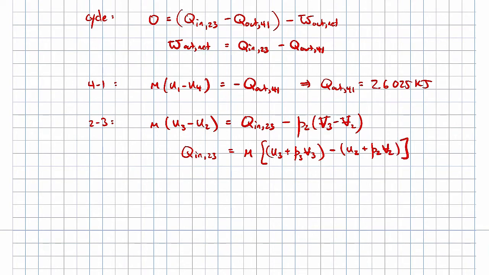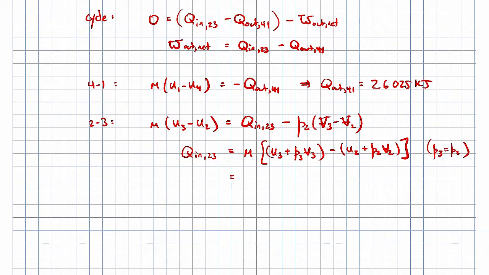It'll look like that. So what I've done in writing that equation is instead of volume here, I'm using specific volume. So that means I have to pull out a mass. So that's why the mass is here with square brackets. And then just remember that P3 and P2 are the same because it's a constant pressure process.